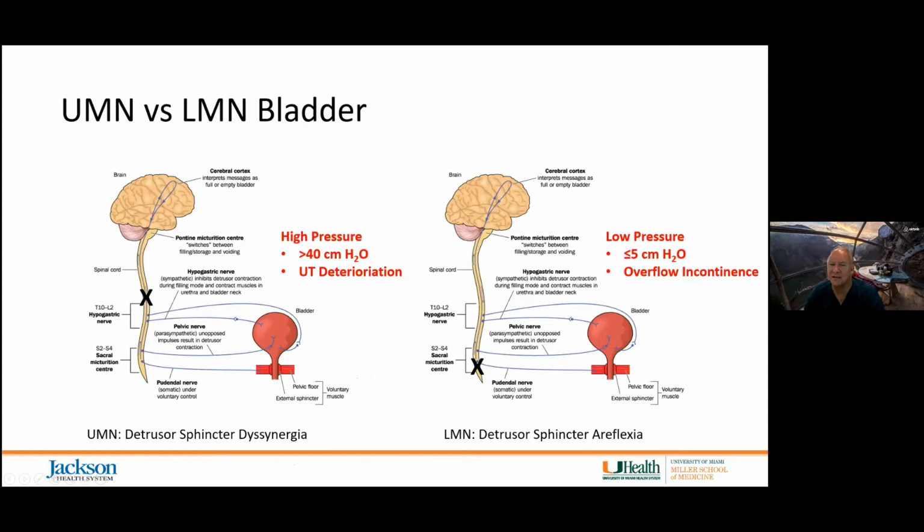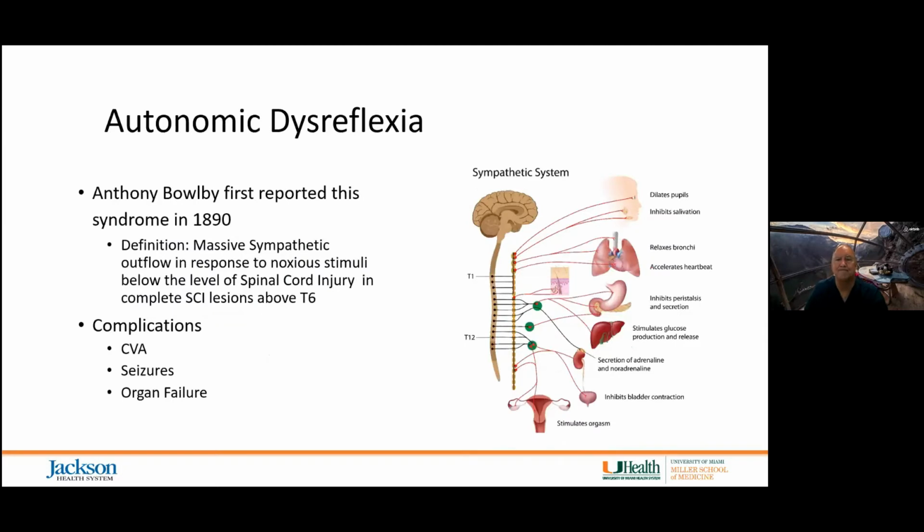Not quite as concerned about a low pressure bladder, so long as I can provide intermittent catheterization frequently enough not to have high volumes that would put the person at risk for urinary tract infections. And that's the case that you see with lower motor neuron injuries. You're going to see detrusor sphincter areflexia. And so again, overflow incontinence, not uncommon in that kind of a scenario.